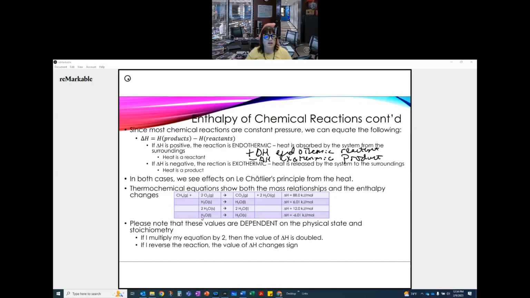Okay? Now, if I want to talk about H2O liquid going to H2O solid, that's related to this expression right here, but it's the reverse process. So instead of taking in heat, we're going to be losing that heat. So we lose that negative 6.01 kilojoules per mole, okay? So those values are dependent on the physical state and the stoichiometry. So if I multiply my equation by 2, the value of delta H is doubled. And if I reverse the reaction, the value of delta H changes sign. Okay, so those are some important things that we need to be able to remember when we talk about the enthalpies.